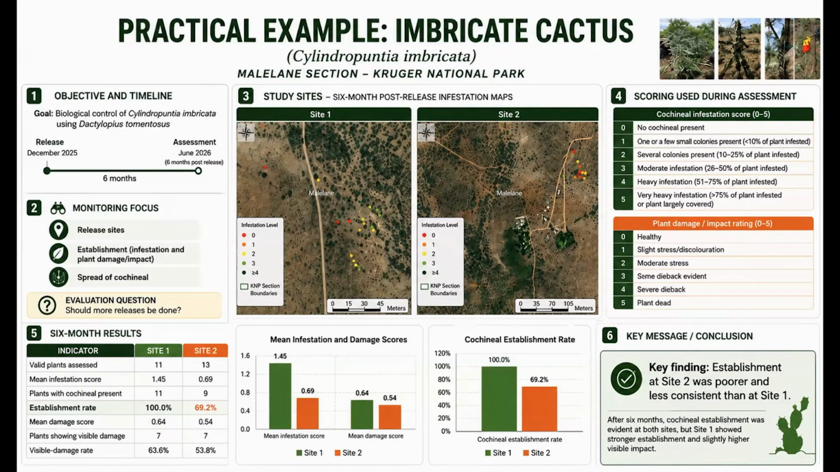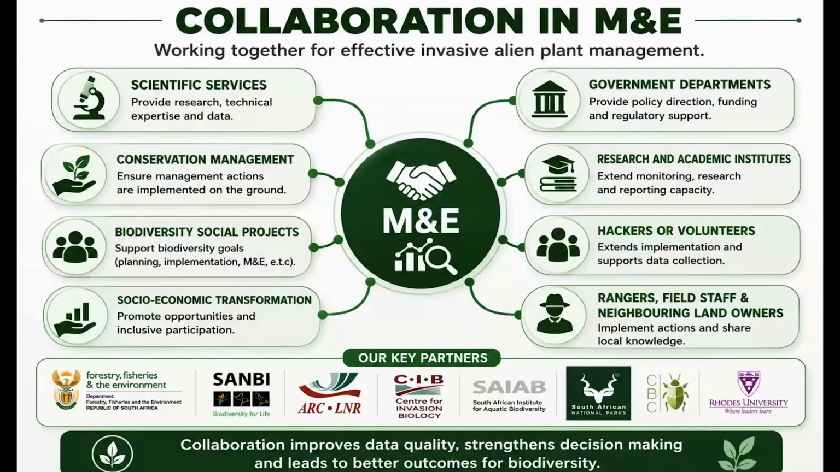So after 6 months evaluation, cochineal establishment was evident at both sites, but site 1 showed a stronger establishment and higher visible impact. And how does this help you as a protected area manager, or how it helped us? So we can decide that, okay, maybe we want to do a supplementary release on site 2, or we're just going to continue monitoring. Remember, biological control takes time, so we just need to give it time to work in the system. This just shows an example of how monitoring and evaluation can assist you as a manager to make a sound and evidence-based decision.